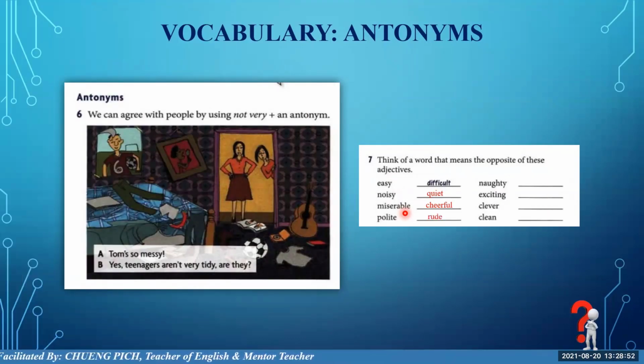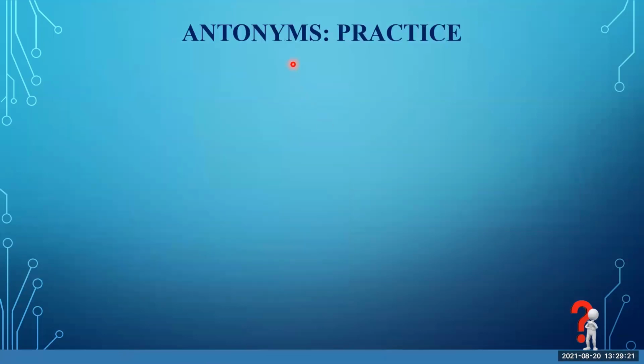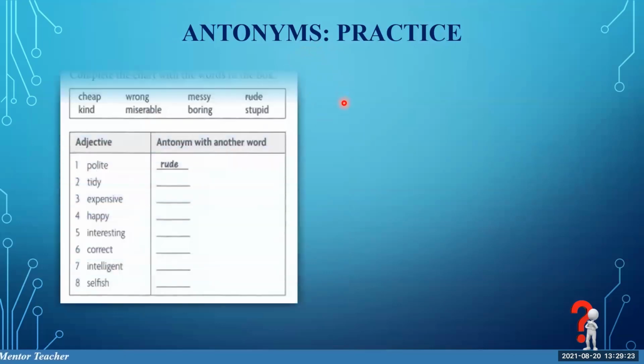The opposite of polite is rude. The opposite of nasty is tidy. The opposite of exciting is boring. The opposite of flavor is stupid. It has the opposite. Last one, clean. So the opposite meaning of clean is dirty. Okay, so that's it. We just move to the practice of antonyms here.